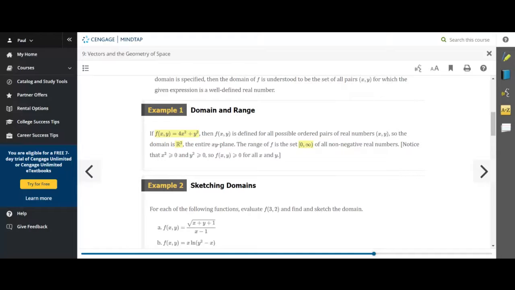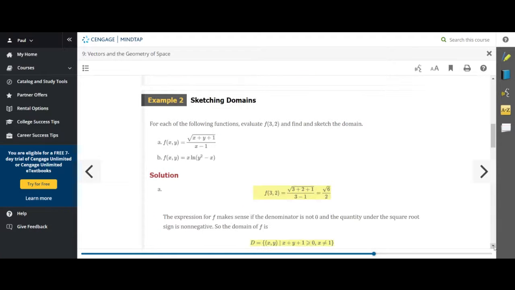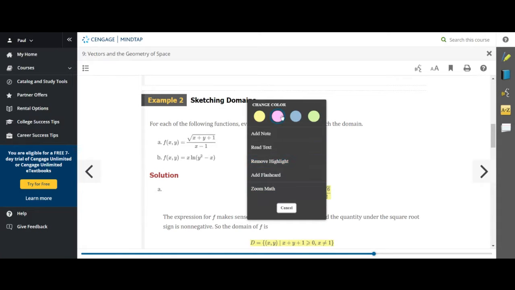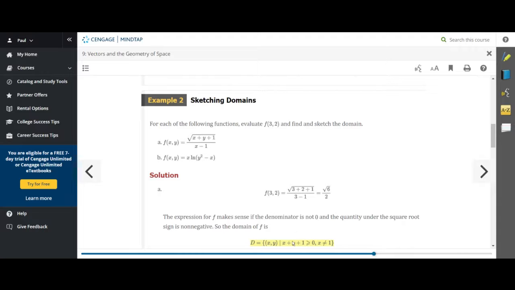Are there any questions on example 1? All right, well, let's move along then. Let's keep moving along here. So here, okay, let me just remove this. So in example 2, they want you to sketch domains for the following functions.